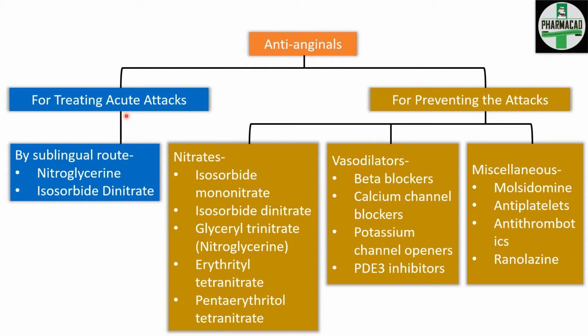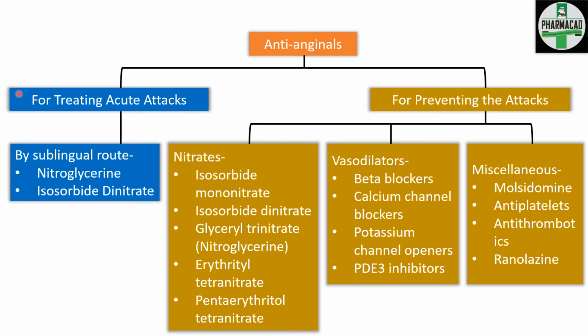But to prevent the attack, again, there are different classes of drugs. First of all, the most important ones are organic nitrates. Here the organic nitrates are not given sublingually, they are given generally through other routes of administration, more commonly orally. And that's why onset of action is slightly delayed, but they have longer duration of action. Vasodilators, they dilate the blood vessels and reduce preload and afterload.